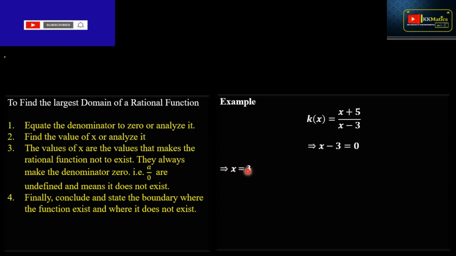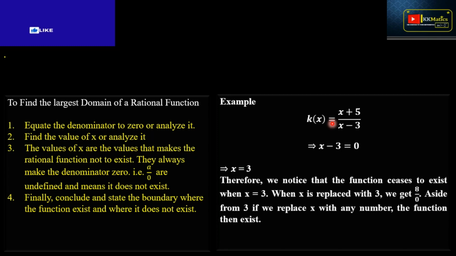Then the next thing we do is, we know that if we replace x with this value 3, notice that our answer here will be 8 divided by 0. And we know that if the denominator is 0, then the function does not exist. So we can conclude that the function can exist everywhere in the set of real numbers, except when x equals 3.